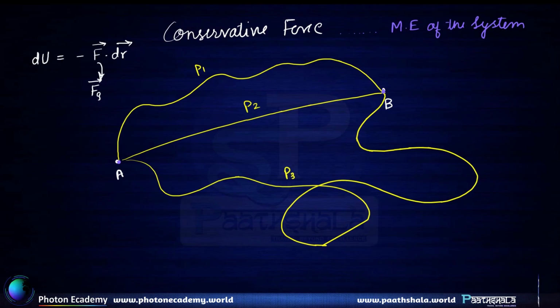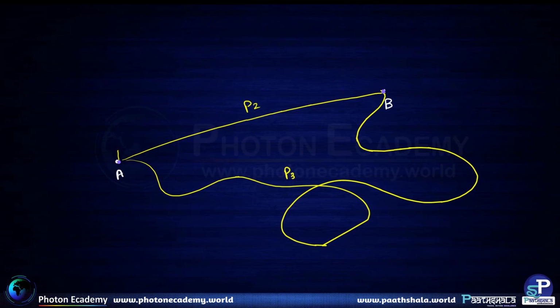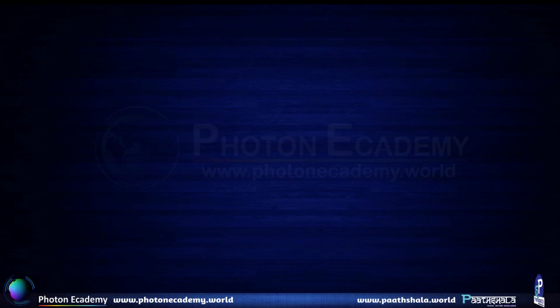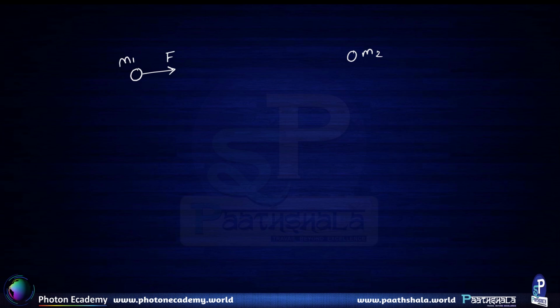The gravitational force between two objects obviously exists as an action reaction pair. Let us say we have two masses, m1 and m2. If mass m2 is exerting a force F on mass m1, then mass m1 will exert a force exactly minus F on mass m2. So gravitational force exists as an action reaction pair.